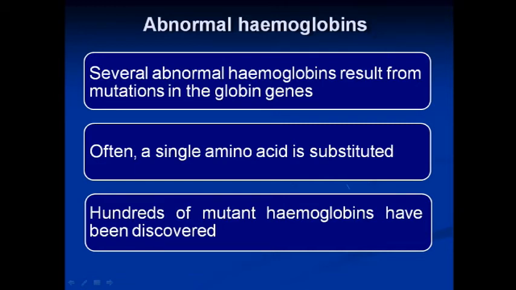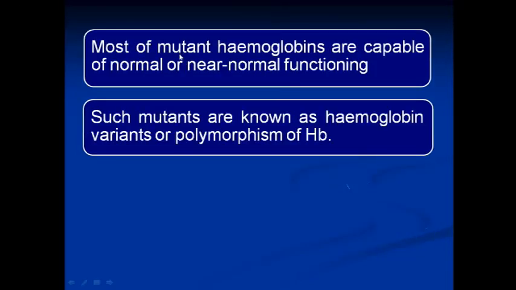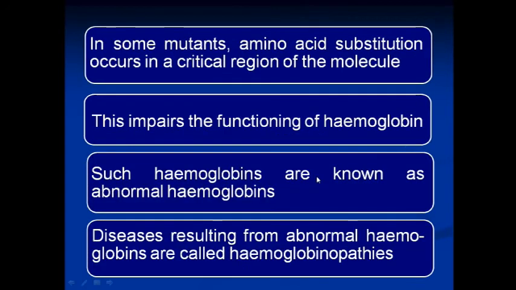Now, abnormal hemoglobin results from mutations in the globin genes. Often a single amino acid is substituted, which creates an abnormal hemoglobin. Hundreds of mutant hemoglobins have been discovered till now. Most mutant hemoglobins are capable of normal or nearly normal functioning. Such mutants are known as hemoglobin variants or a polymorphism of hemoglobin.